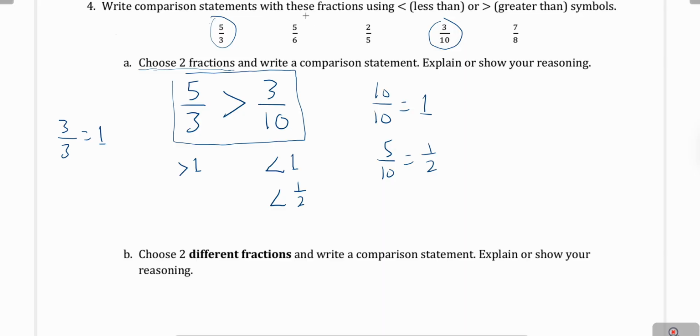Pause the video and try it out for yourself. Okay, so let's say I'm going to pick 5/6 and 7/8. Let's say I pick 5/6 versus 7/8.